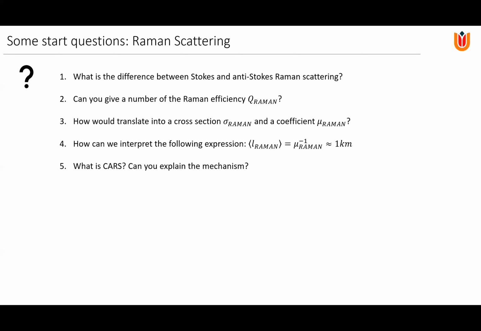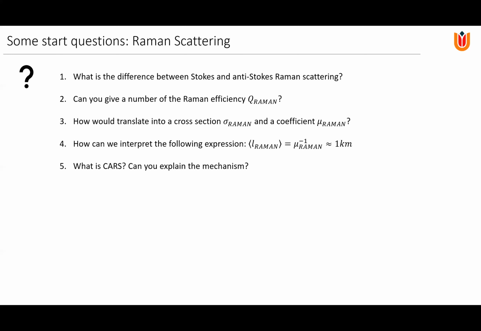I'm not exactly sure if Johannes mentioned the acronym CARS, Coherent Anti-Stokes Raman Scattering. So, what is it? It's like a mechanism for making the anti-Stokes Raman scattering more likely to happen. Yeah, that's true. Using multiple photons, thus exciting the molecule to the vibrational states, just making the anti-Stokes Raman scattering more likely.